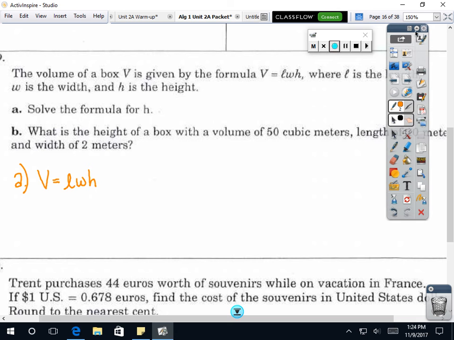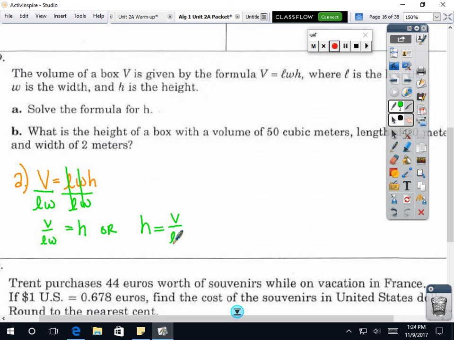You just get all the variables away from it. How are the other variables attached to the H? They're being multiplied, and since both of them are being multiplied, you can divide both of them at the same time. So we're going to divide by LW, and those both cancel out, leaving H by itself like we wanted. And over here, we're going to divide by LW. And so H equals V over L times W. Or you could go ahead and rearrange it. I prefer to write H first, since that's the variable I was solving for.